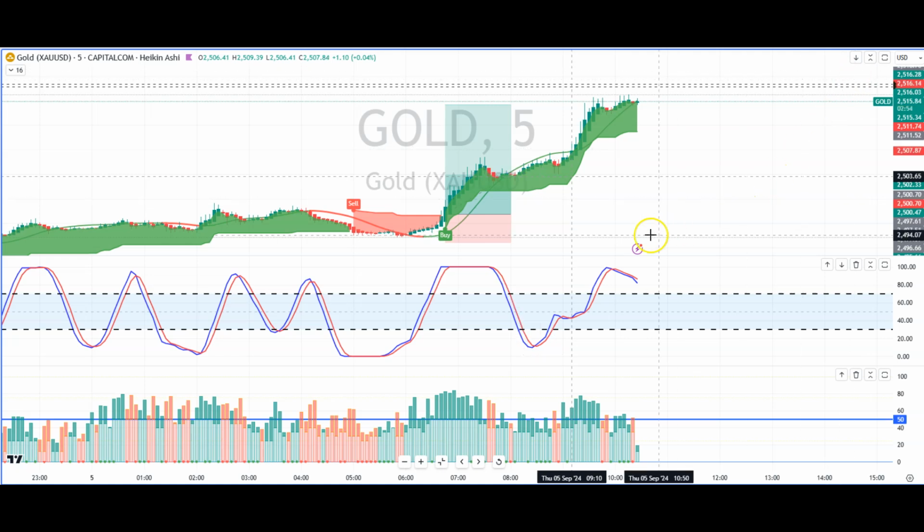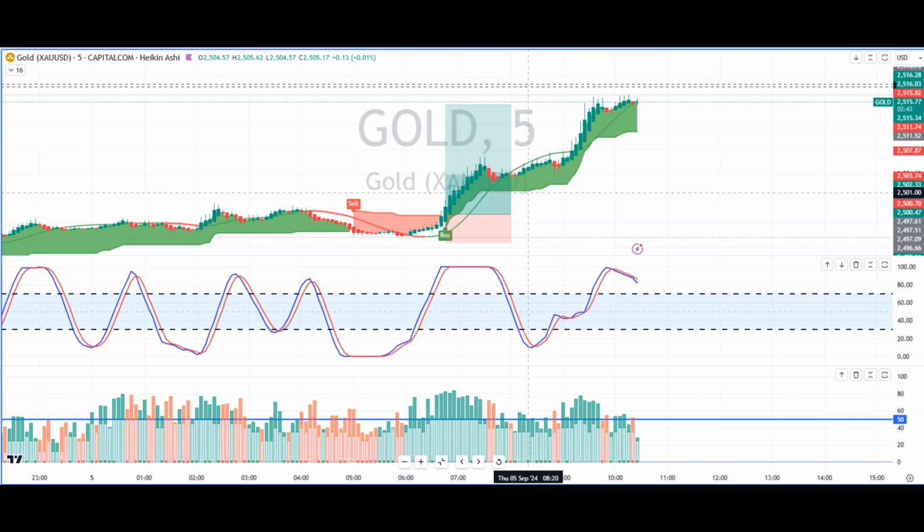So where's your trigger? Well, for me, the trigger is, there is no trigger. I'm just going to get in. That's my style if I'm using this system. So I'll be getting in around here.